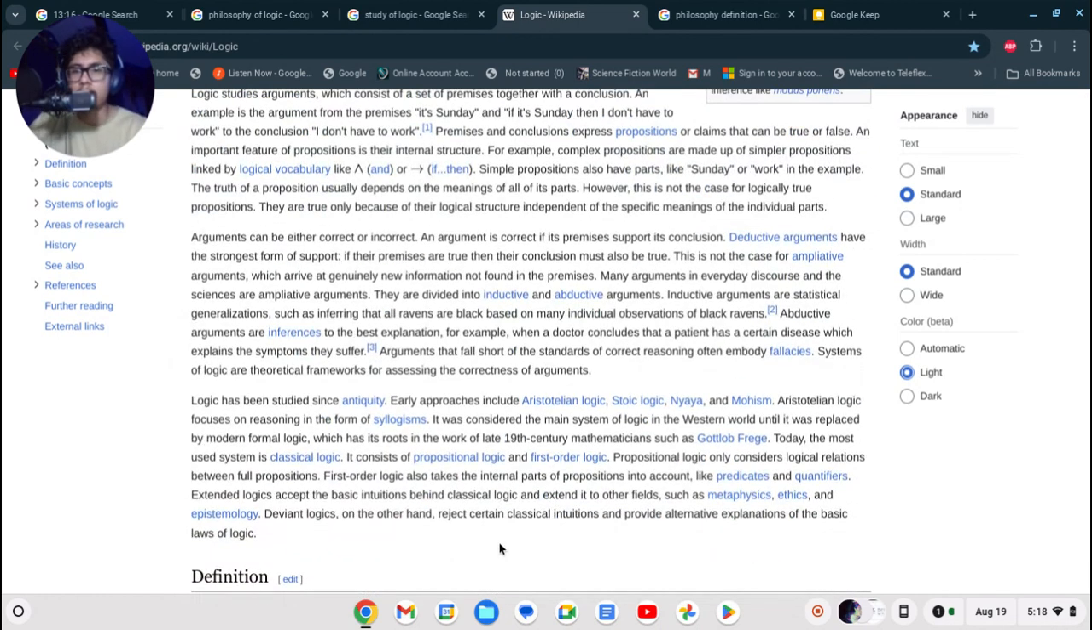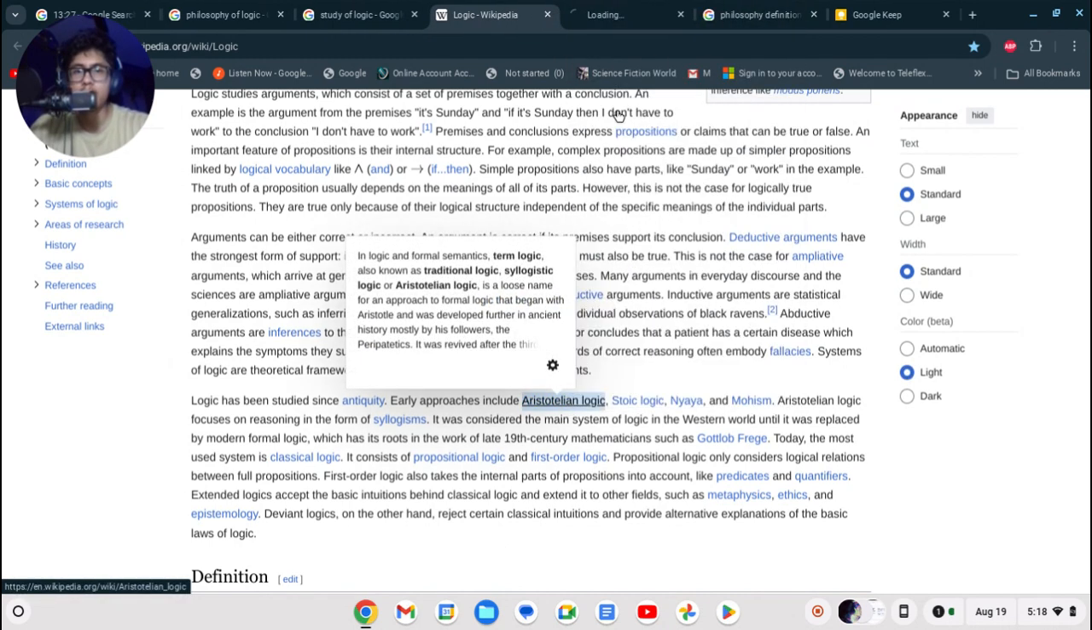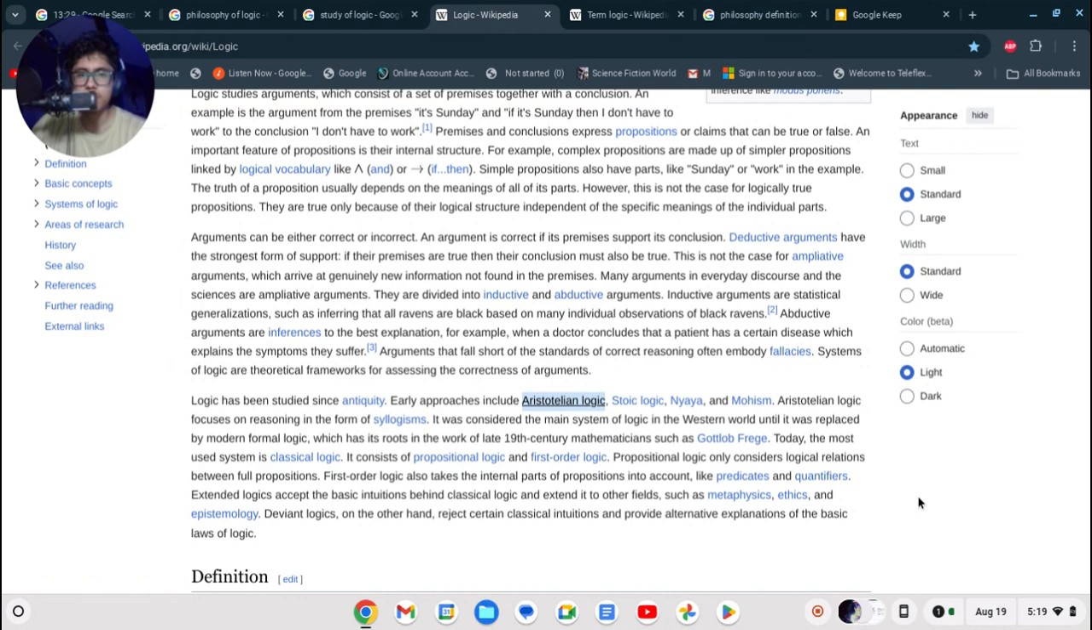Logic has been studied since antiquity. Earlier approaches include Aristotelian logic and Stoic logic. We'll look into these some other time, but Aristotelian logic focuses on reasoning in the form of syllogisms. It was considered to be the main system of logic in the Western world until it was replaced by modern formal logic, which has its roots in the work of 19th century mathematicians such as Gottlob Frege.